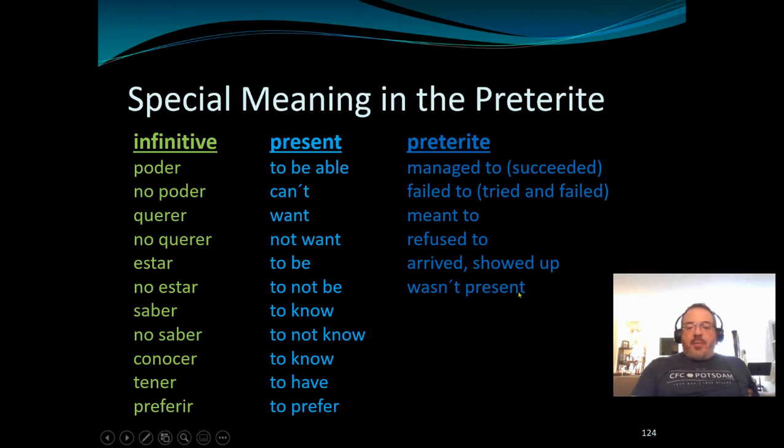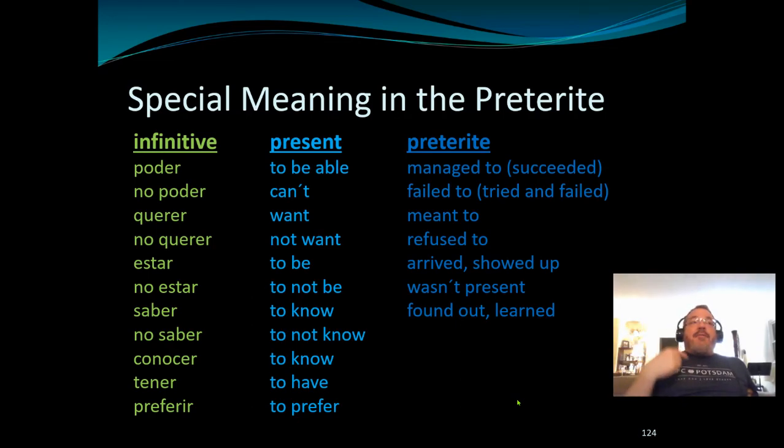Now, this one makes a little bit more sense. Saber, to know. Well, if you put it in the preterite, it doesn't mean that you knew something. Think of it as an action that happens in your mind with knowledge. Knowledge comes to your mind and you found out something or you learned something. You realized something. You could use supe. I found out his name. His name is Bob. It's not that I knew his name, it's that I found it out. So the action is finding out.